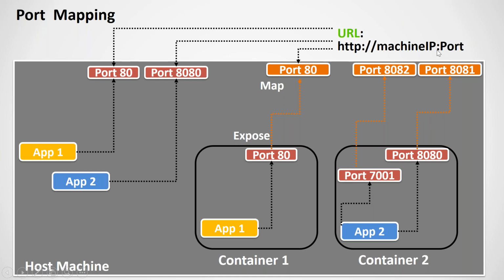So if you say machine IP colon 80, it will go to the first instance. If you have another instance running, if you map to another port, it will work. So this is how each container is separate, and for each container's application you will have a different port. That's the reason I was giving you this example. That's how you can create multiple containers and access them.